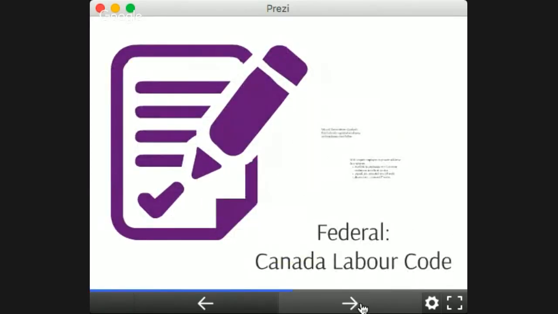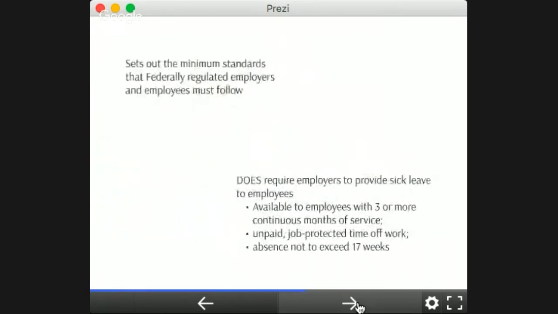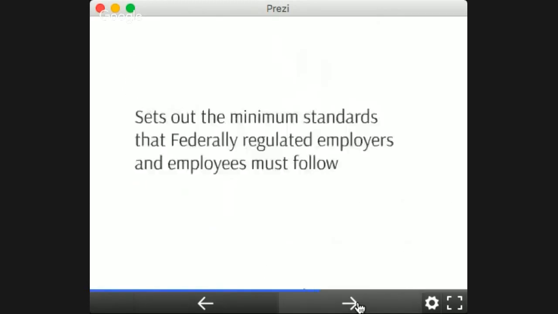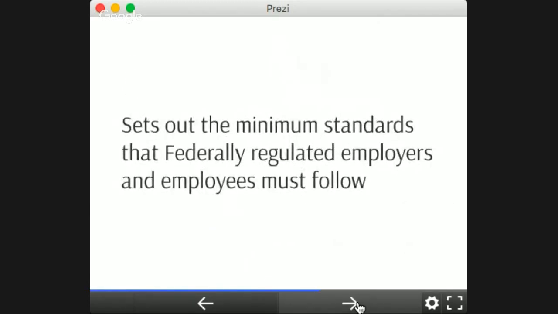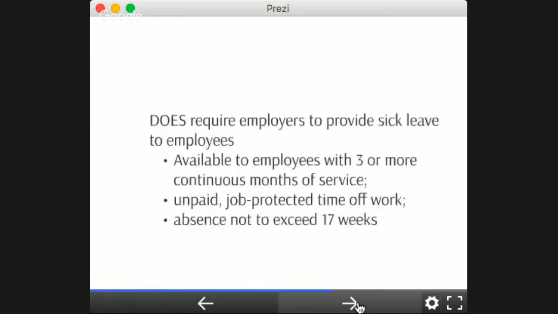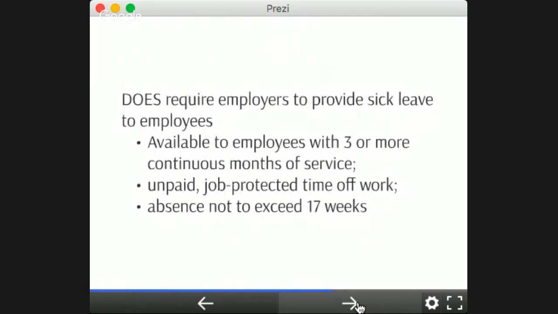The Canada Labour Code is different. Unlike the Employment Standards Act, it does set minimum leave requirements for sick leave for employees who are regulated under the Canada Labour Code. Unlike the Employment Standards Act, it applies to all federally regulated workplaces, so there's no minimum number of employees to have to provide this leave.